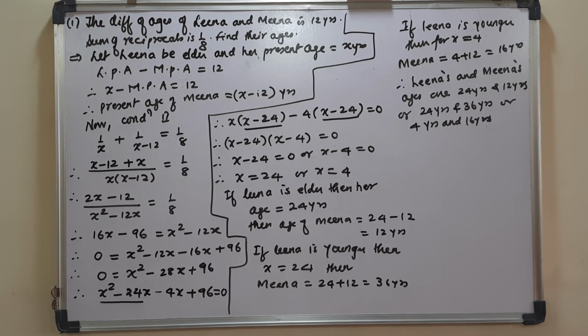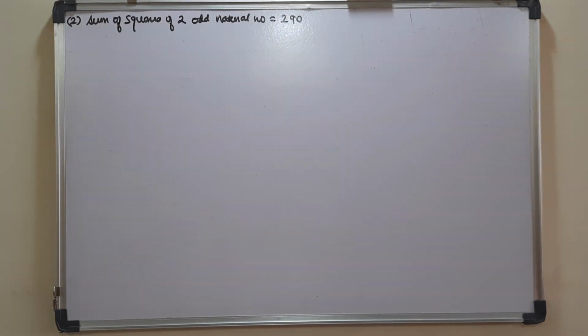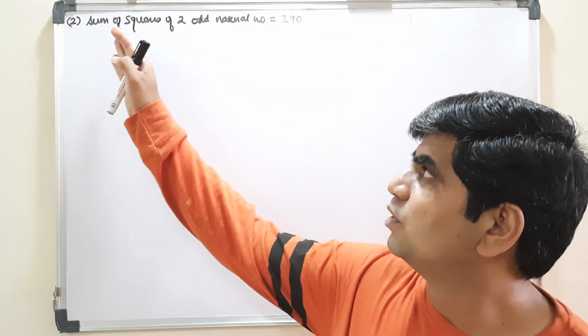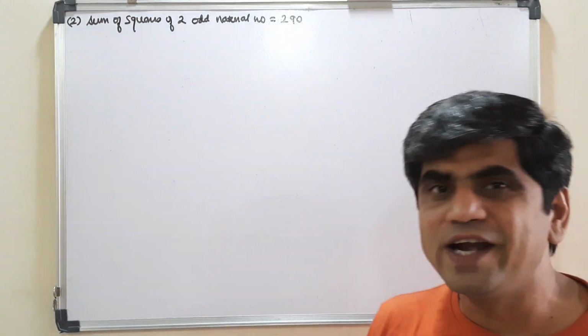Okay, now let us go to another question. Now the question says the sum of squares of two odd natural numbers is 290. Then obviously find the numbers. Okay, so this is Samir sir. So the sum of the squares of two odd natural numbers.